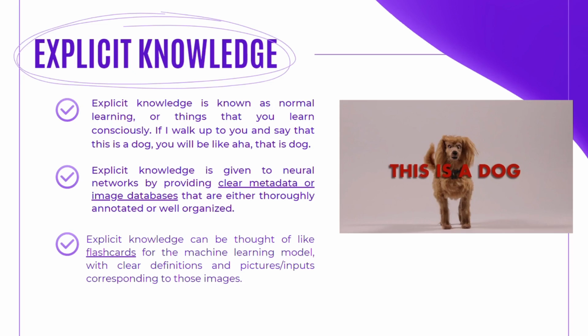Explicit knowledge is given to neural networks by providing clear metadata or image databases that are either thoroughly annotated or well organized. In the same way that humans learn, a machine can learn by being given data, clear metadata, and image representations of an object so that it can learn to make an association between the label and the object. So the data must be thoroughly annotated and well organized so that the machine can learn to make the association. Explicit knowledge can be thought of like flashcards for the machine learning model, with clear definitions and pictures or inputs corresponding to those images.